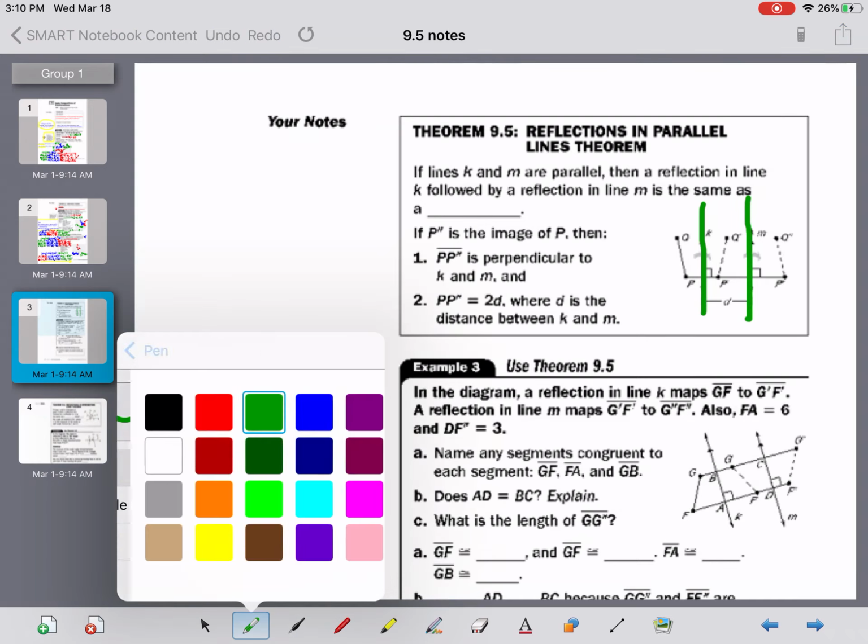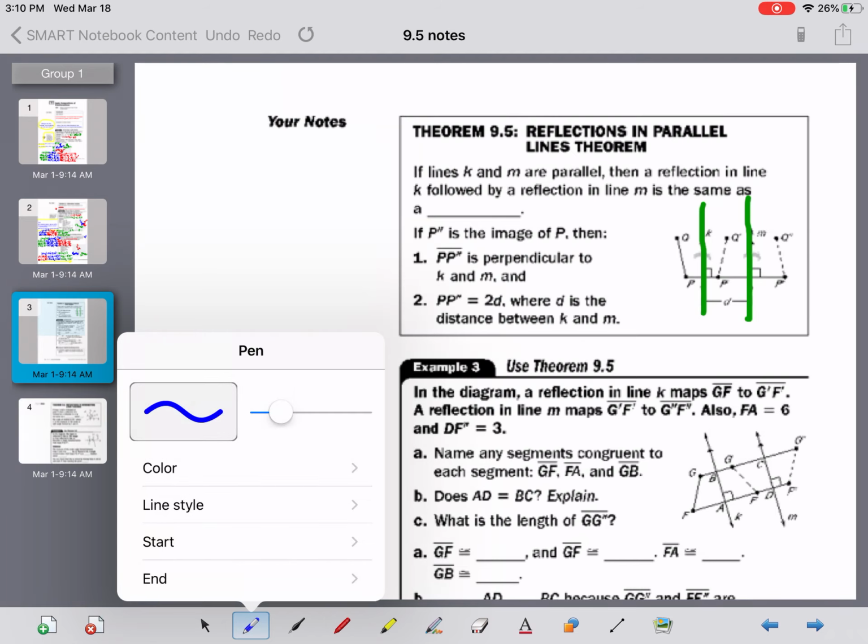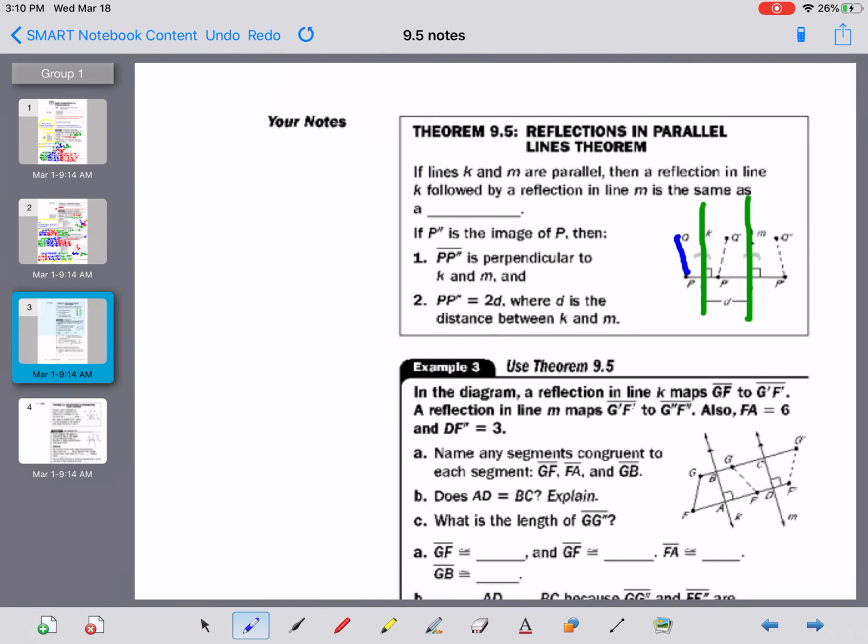If I take my original QP here and I reflect it over the first line, so here I have my reflection, I get Q prime and P prime. Then I take this new reflected segment and reflect it again over here, and I get Q double prime and P double prime. What we want you to notice is if you started with your original figure Q and P, and you move to Q double prime and P double prime, and you skip everything in the middle, that double reflection looks the same as a translation. And that's what we're putting in that blank, translation. So a double reflection over parallel lines looks like a translation.